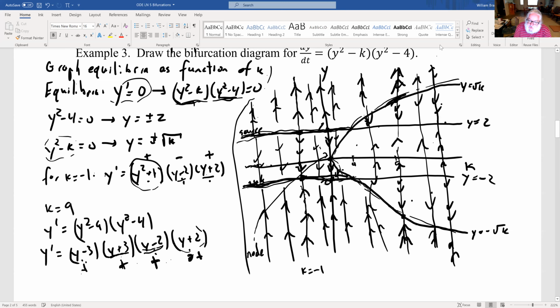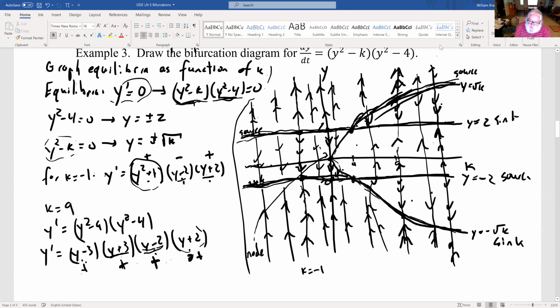So what does that make this equilibrium here? Everything's fleeing away from it, so that's a source. This equilibrium here, everything's flowing into it, so this is a sink. Everything is flowing away from this one, so that makes this a source, and everything is flowing into this one. That makes that a sink.